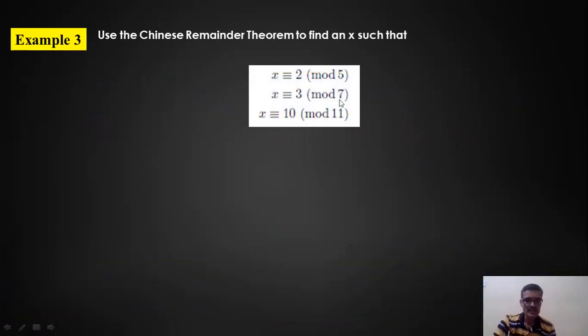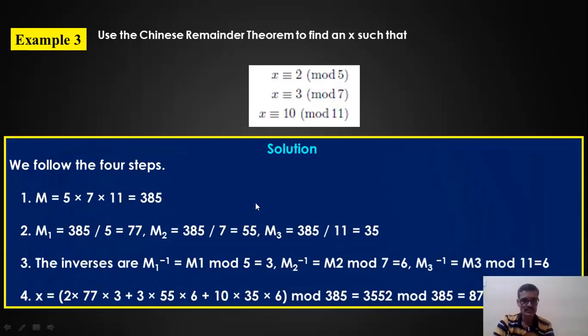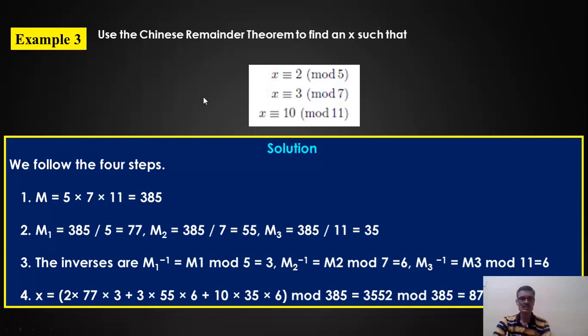One more final example. Use the Chinese remainder theorem to solve this particular example. What is the method? Find the product of 5, 7 and 11. I'll get the answer as 385, all co-prime numbers, right? Find M1, M2 and M3 again by dividing 385 by 5, 7 and 11. Find the inverses of those M1, M2, M3 using M1 mod 5, M2 mod 7, M3 mod 11. Then you find x using that final equation. It comes out to be 3552. Find the residue by using 385. The answer is 87. So x equal to 87 is the common number here.